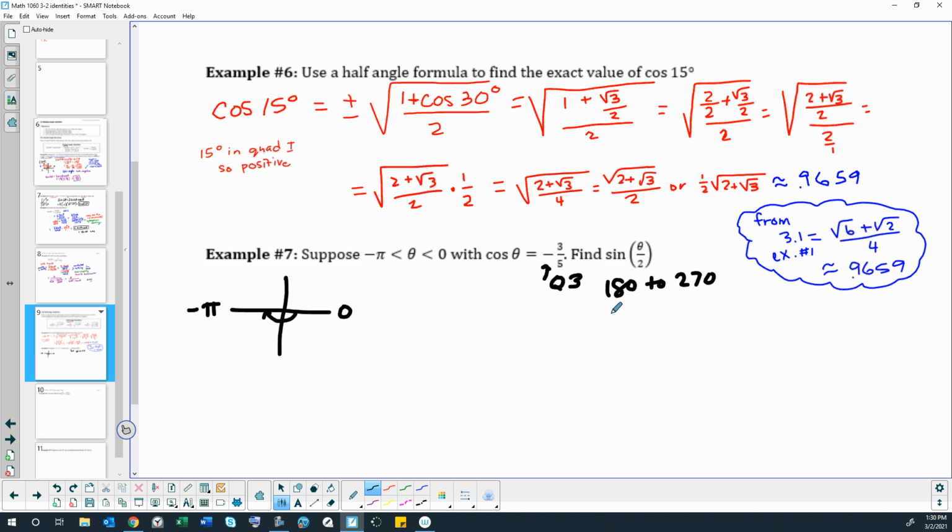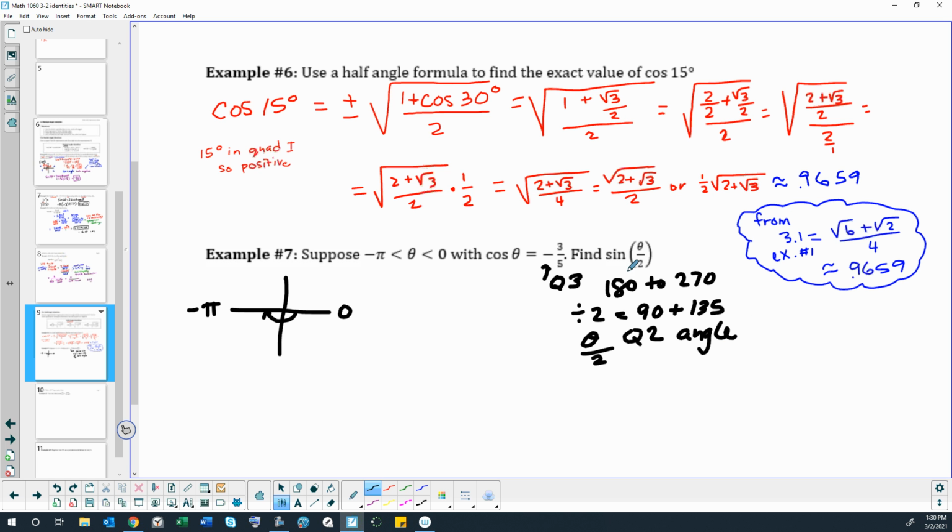And we split that in half, so that would be 90 to 135, right? So that's a quadrant 2 angle. So theta divided by 2 is a quadrant 2 angle.